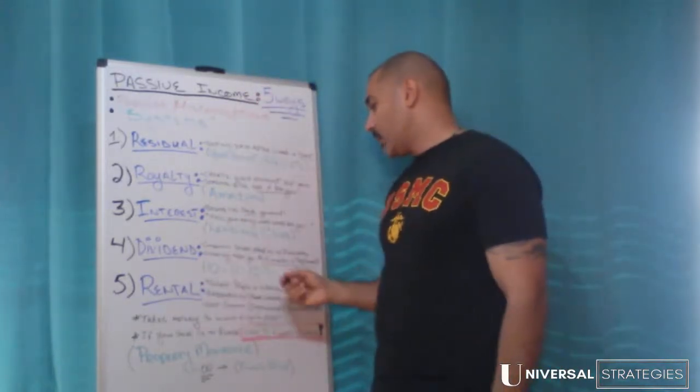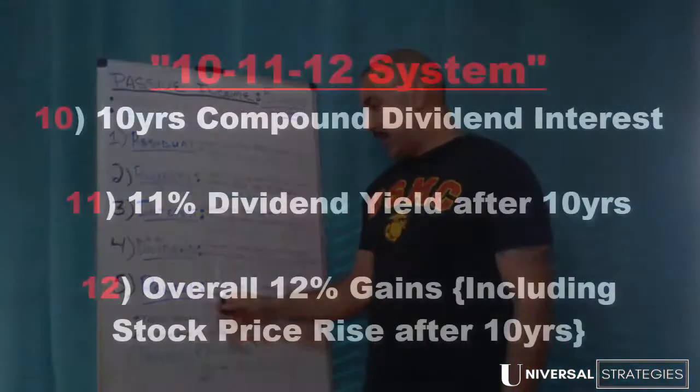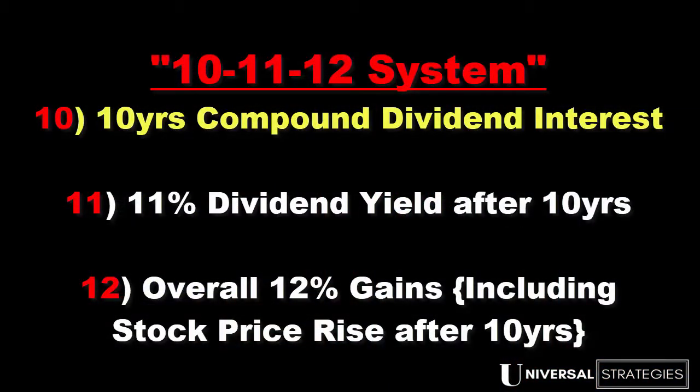And the 10, 11, 12 system, all it is, is basically 10 years. The 10 is for 10 years. 11 represents the dividend yield after 10 years. So after 10 years, your dividend is going to grow to 11%. And then the 12 is 12% overall.